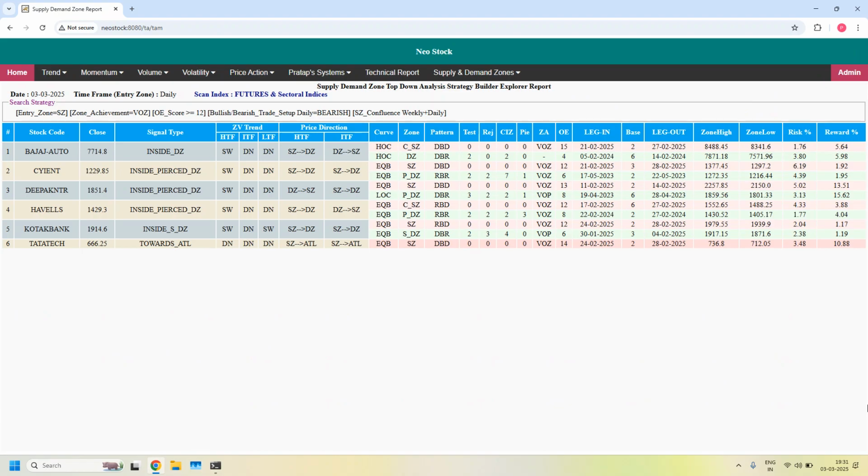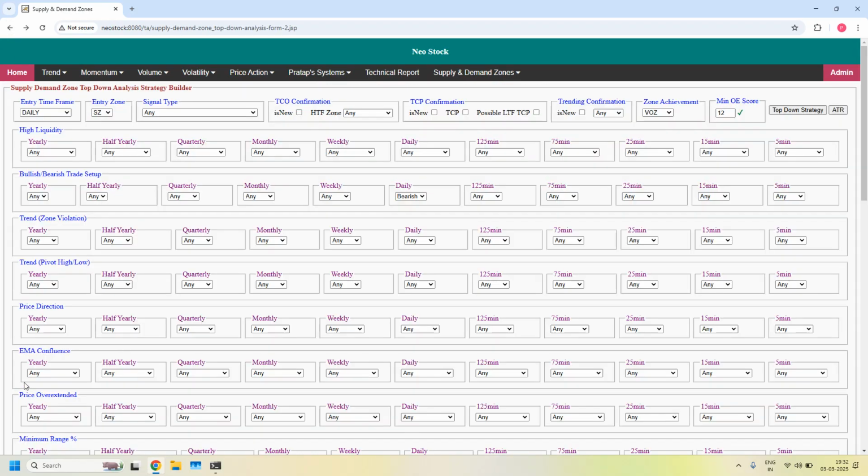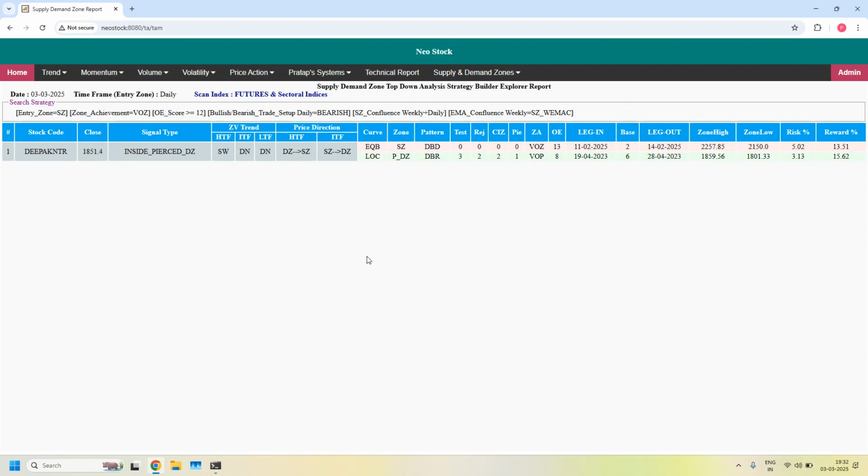So in all the 6 stocks, these daily supply zones are overlapped with weekly supply zones. And the weekly trend is down in all these stocks. If weekly supply zone having weekly EMA, then those stocks are even more high probability trade setup supported stocks. Let's verify. EMA confluence at a weekly time frame setting, weekly supply zone having weekly EMA confluence, and weekly trend is a downtrend. We got one stock.